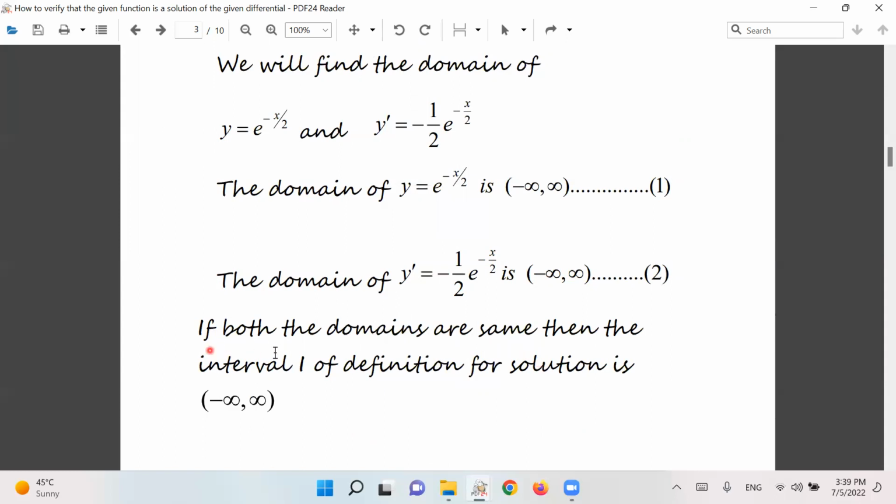So if both of the domains are the same, then the interval I of definition for the solution will be minus infinity to infinity. Since both the domains are the same, we will say that this is the interval of definition for the solution. But if they are different, then we will see that case in the second example: if their intervals are different, then what will be the domain or the interval of definition for the solution.